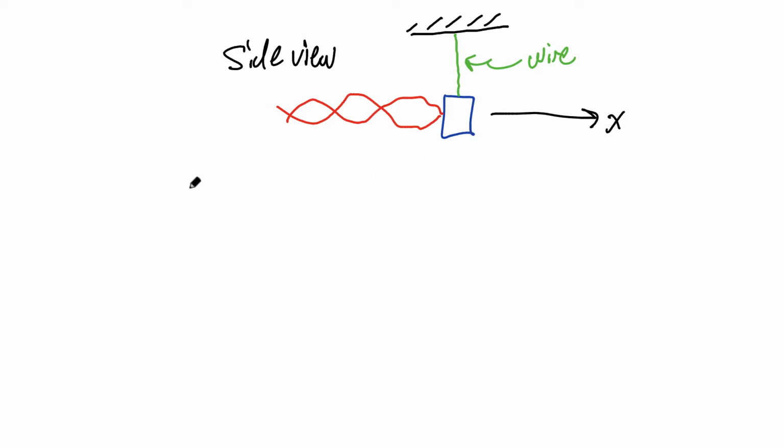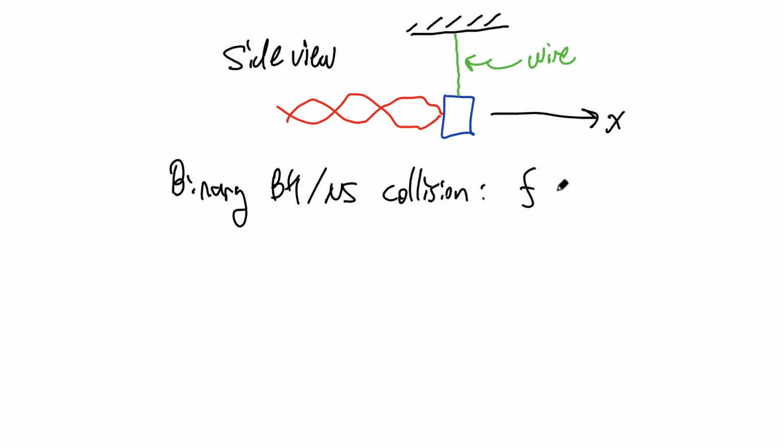And if you consider the time scale of the gravitational waves coming from a binary black hole or neutron star collision, such a collision will produce waves of frequency around 100 hertz, which is a time period of about 1/100th of a second. So on this time scale, this mass is essentially free to move in the x direction.